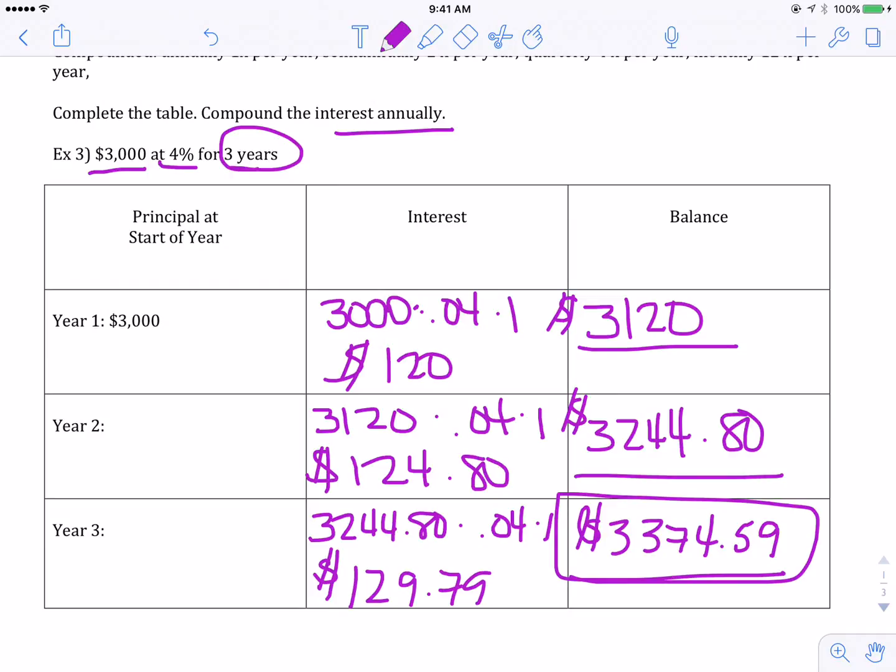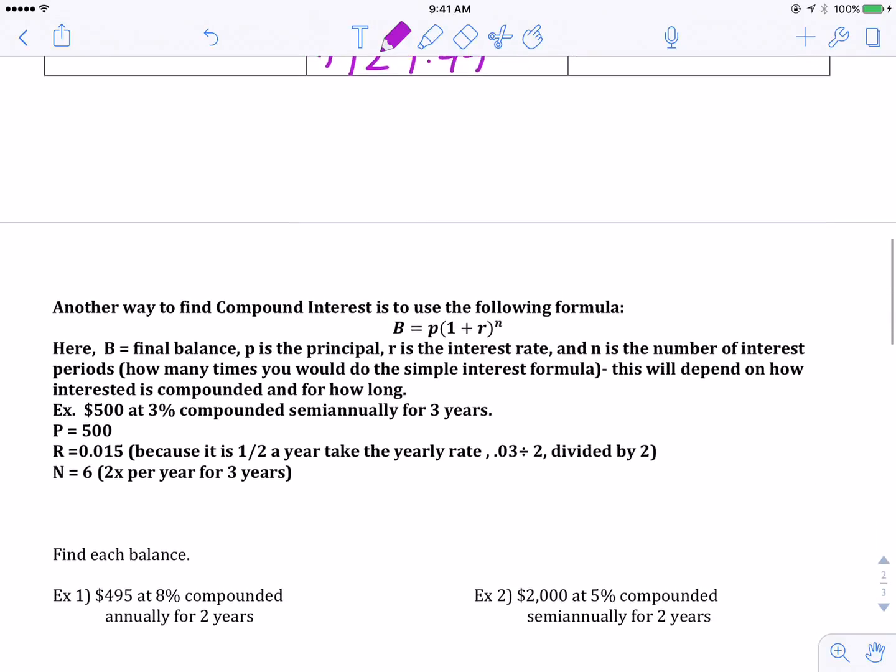If this were a savings account that we were talking about, at the end of 3 years, instead of having just $3,000, we'd have $3,374.59. There is another way to figure compound interest that doesn't require us to do this many steps. However, the formula is a little bit more complex.